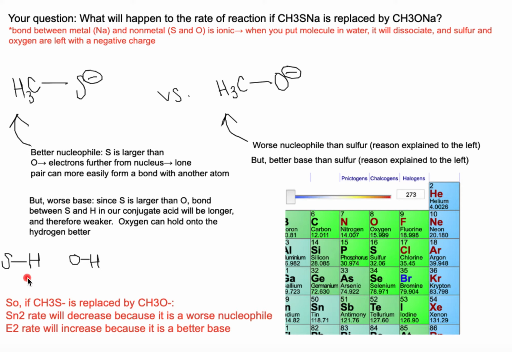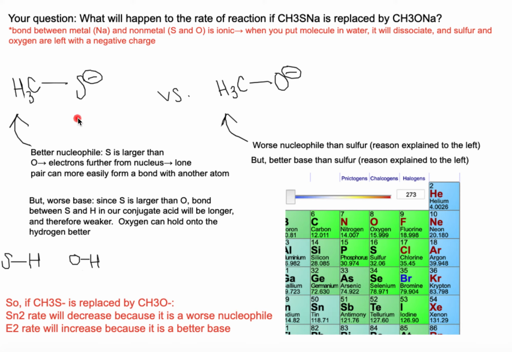The shorter the bond is, the more tightly that hydrogen is held to our base, or what used to be our base, and therefore that would be a better base. Sulfur is larger than oxygen, as we can see on the periodic table. Because of that, the bond between sulfur and hydrogen is longer than the bond between oxygen and hydrogen. So this would be a weaker bond, and because of that, sulfur is not as good of a base as oxygen is.